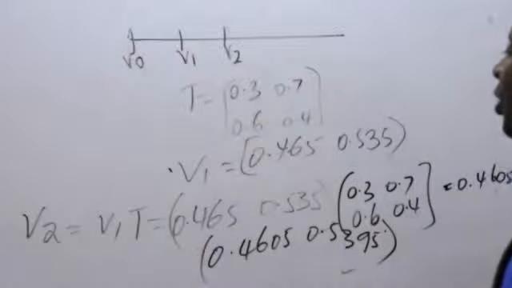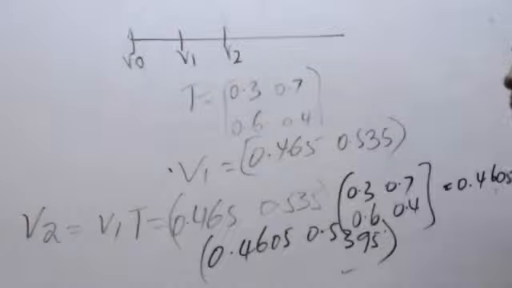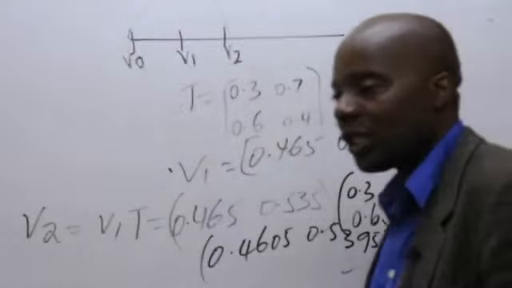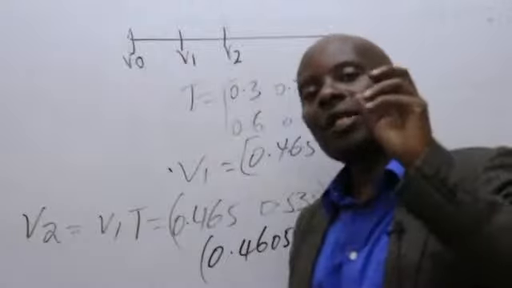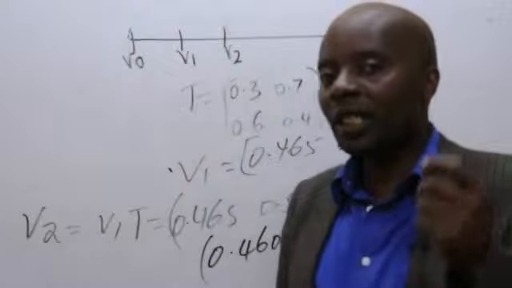Now you can see straight away from where we began, ladies and gentlemen, that for vector 1 the first company gained more ground. It started from 0.4 something, and it has gone to 0.46. So market share changes, but remember that this market share does not keep on changing forever.